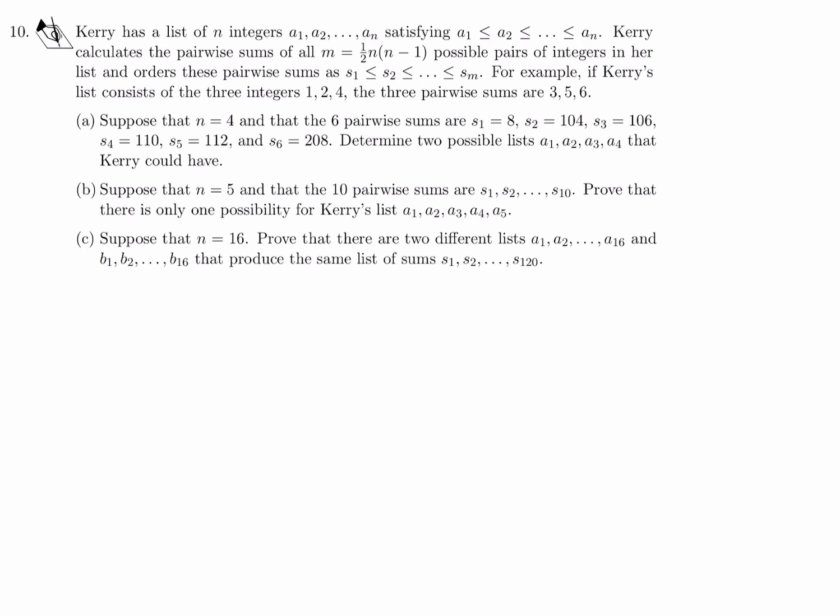Cayley has a list of n integers a1 to an, satisfying a1 less than a2, and so on. Cayley calculates the pairwise sums of all m equals 1/2 n times n minus 1 possible pairs of integers in her list and orders them as s1 less than s2 and so on until sm. For example, if Cayley's list consists of 3 integers 1, 2, 3, the 3 pairwise sums are 3, 5, 6.